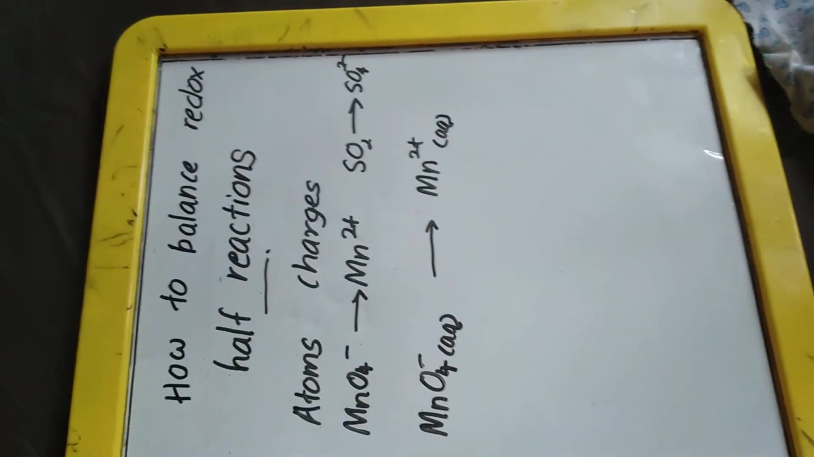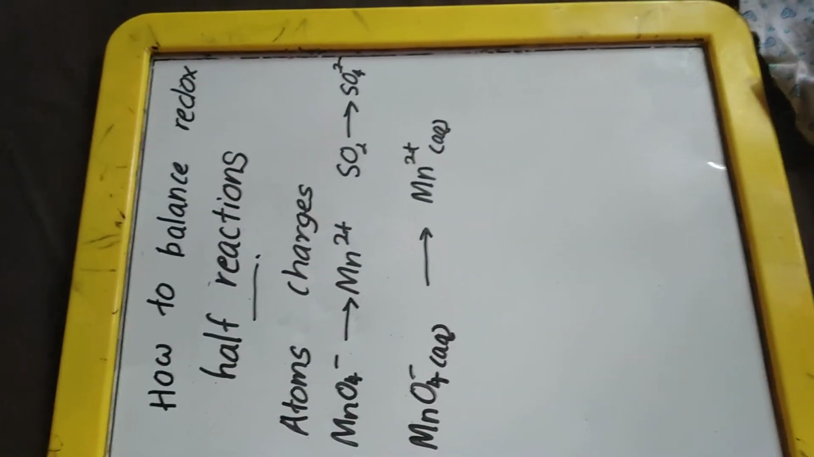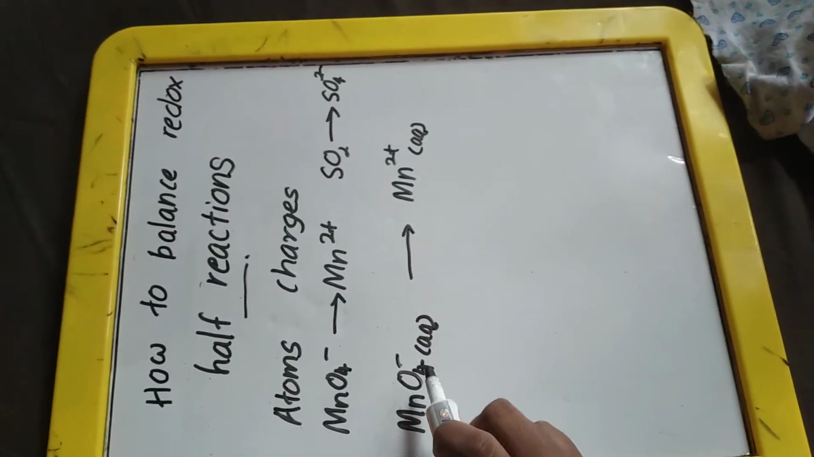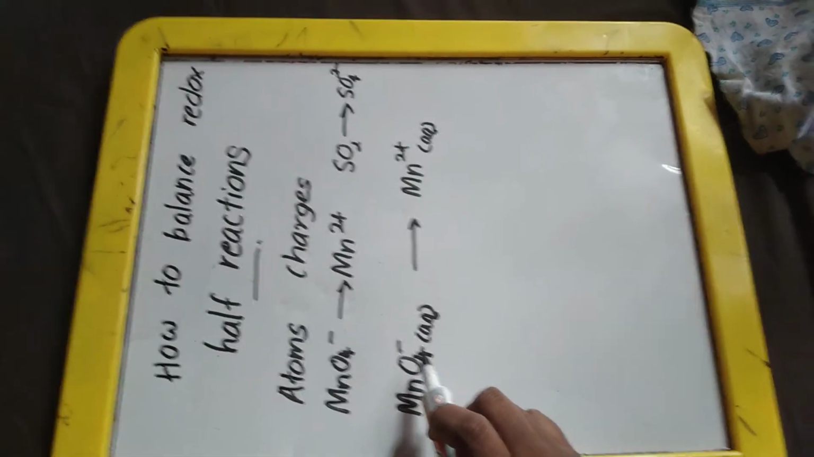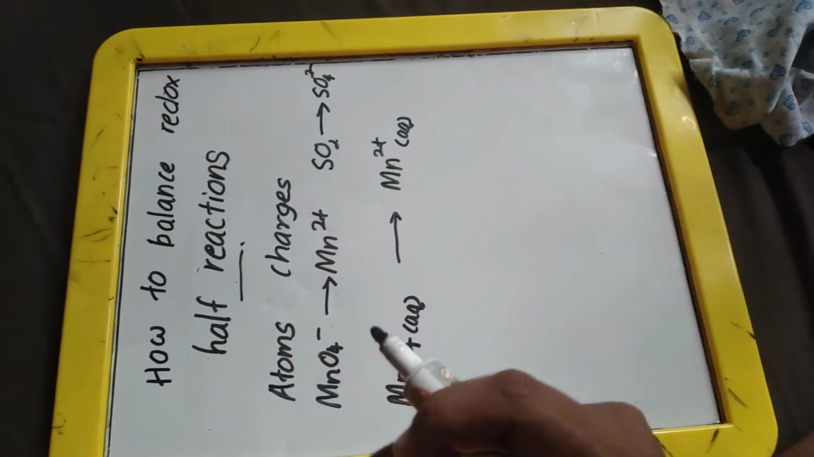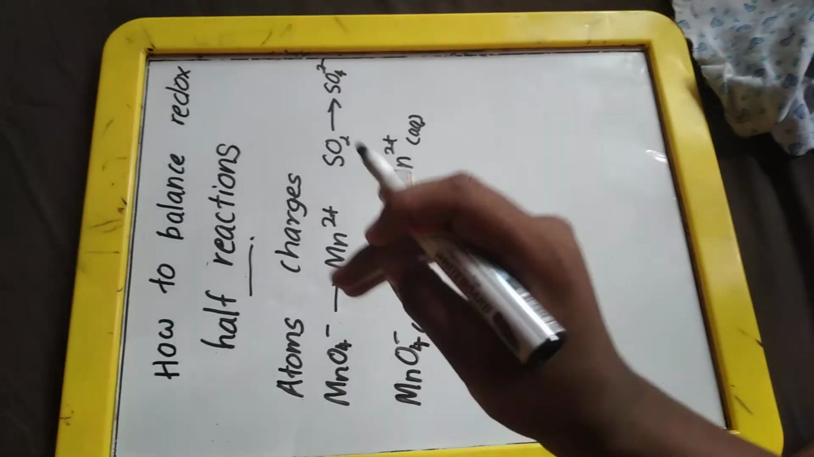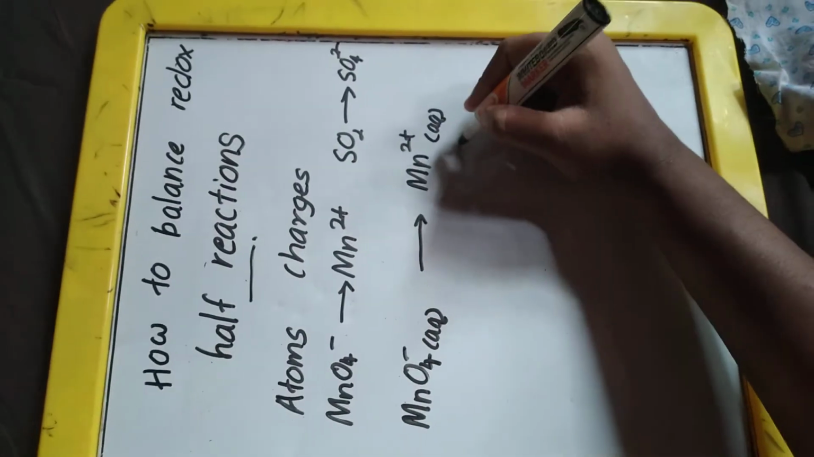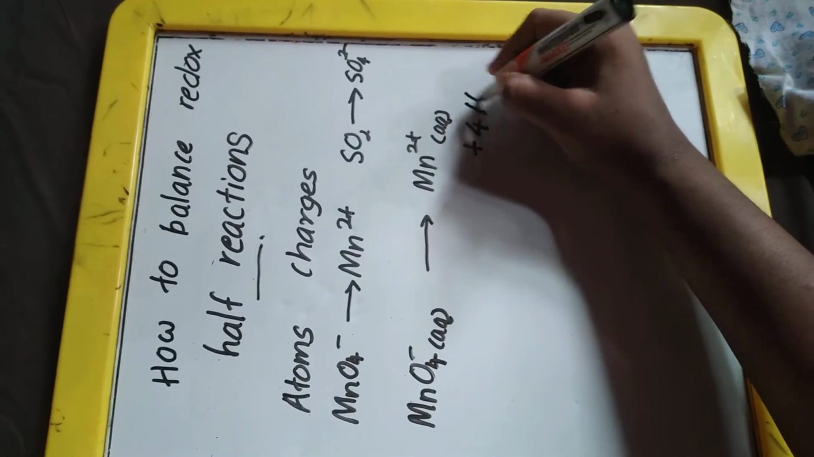When you are balancing this type of reaction, first you have to balance oxygen. To balance oxygen, you have to add water. If you add water to this side, the oxygen amount will be increased. Therefore, you have to add water to the other side. So, you have to add 4 water molecules.